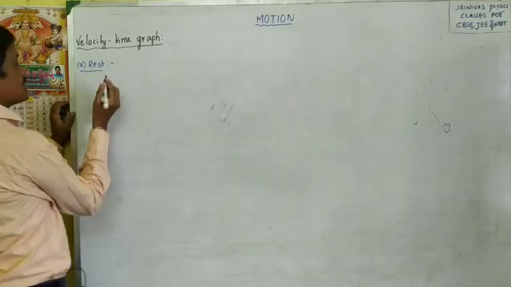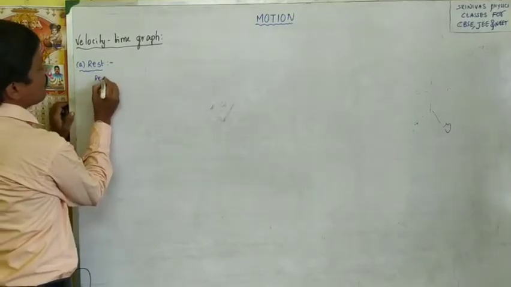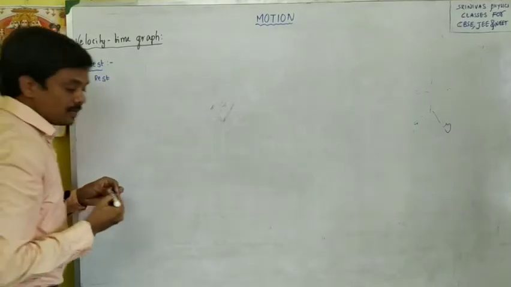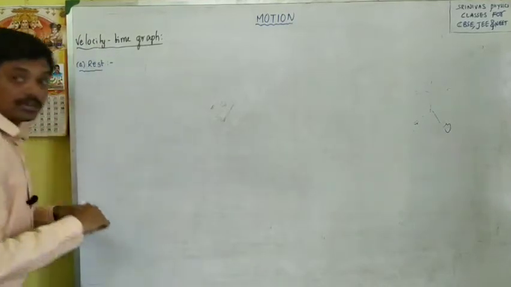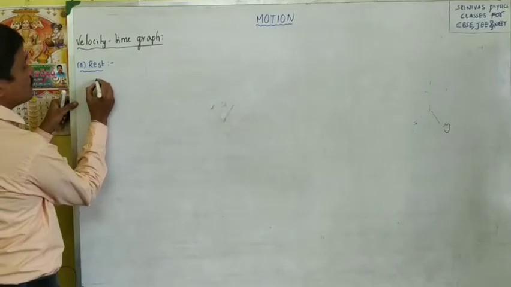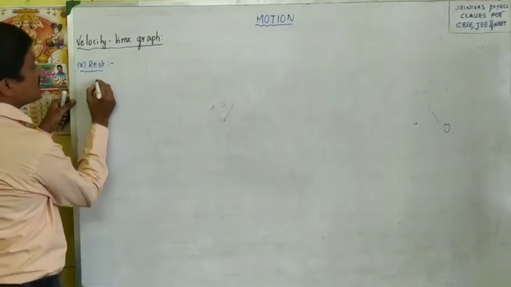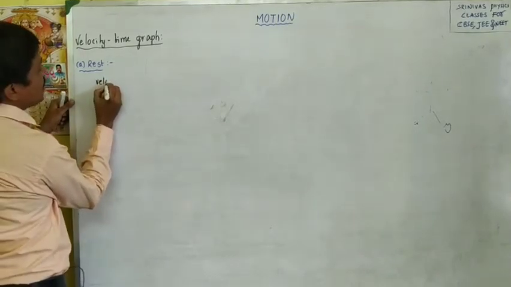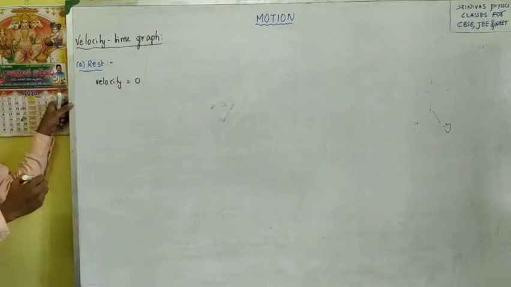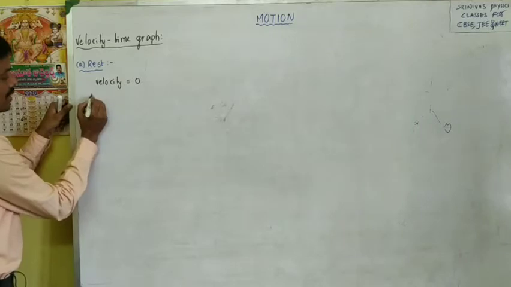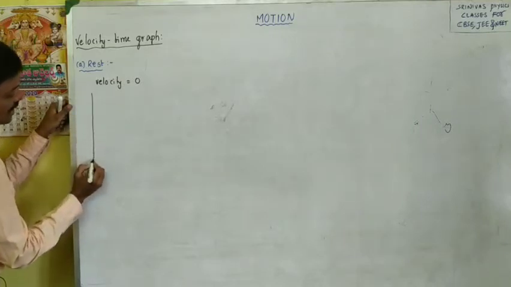In this case, the body is at rest. Rest means its position does not change, that is, change in position is 0. No change in position means the velocity of the rest body is also equal to 0. It is time independent, right? Now the graph we will get like this.